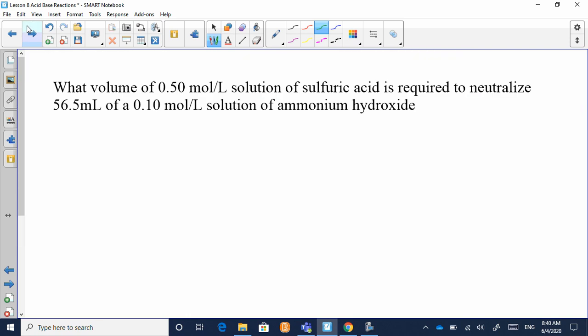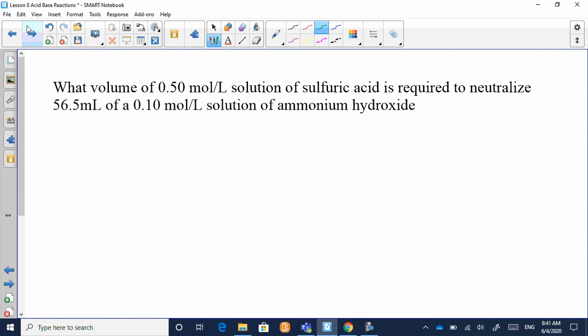So this is a typical homework question, and it's now getting into quantitatively what's happening. So we're going to use actual concentrations, and basically we're going to use stoichiometry. We're going to use our steps of stoichiometry to solve an acid-base reaction.